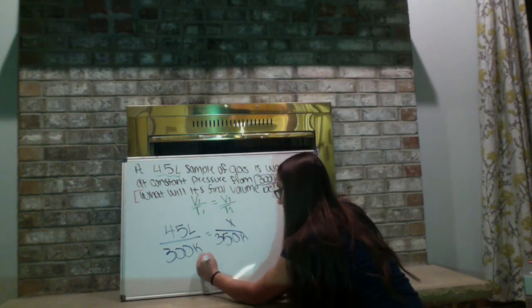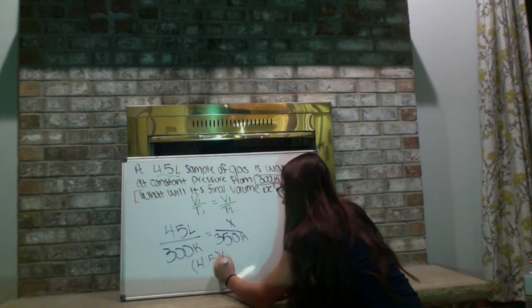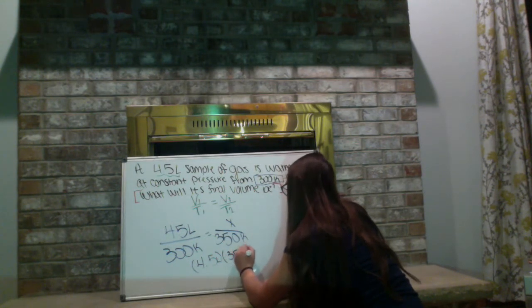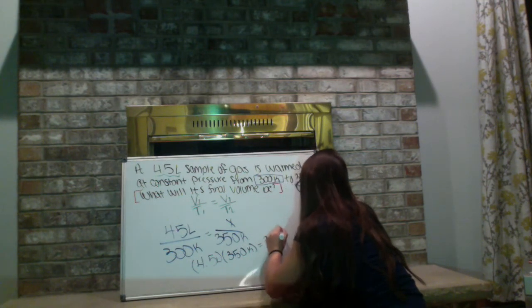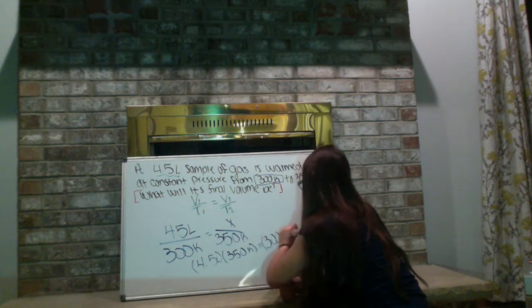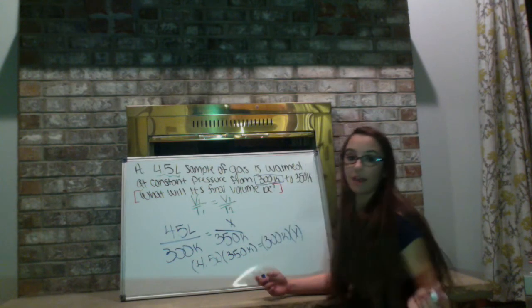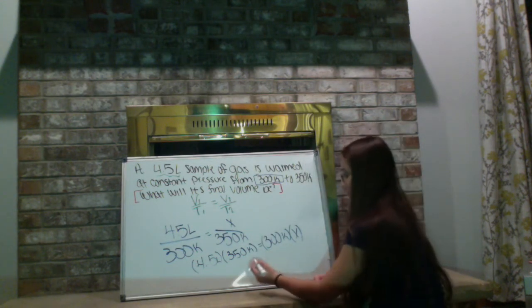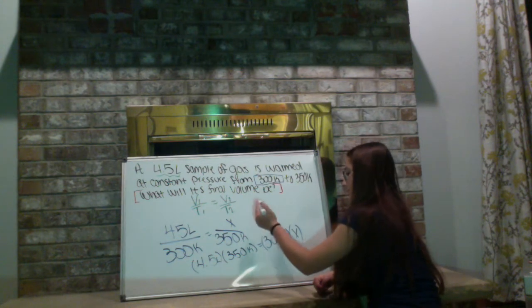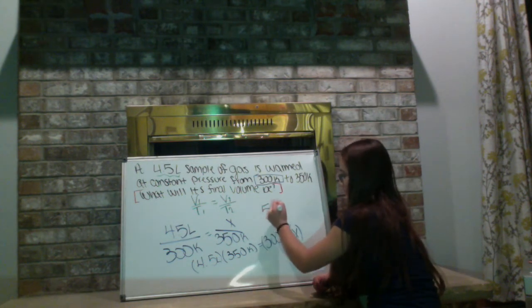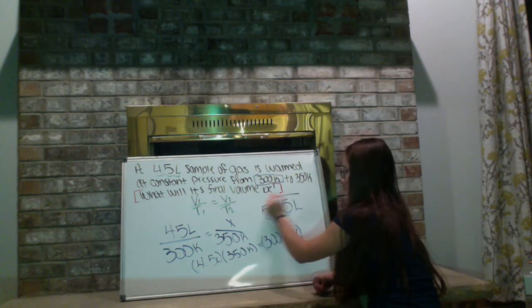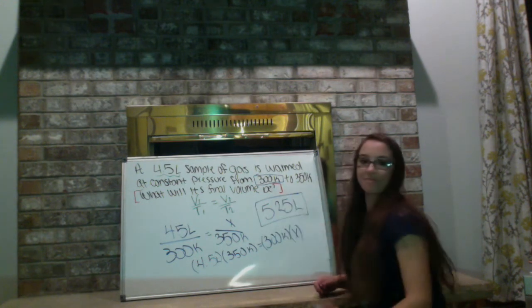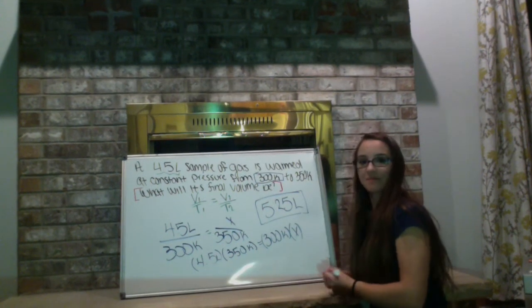Basically, we would be doing 4.5 liters times 350 would be equal to 300 K times x. When we go about that and solve this problem, we get the answer of 5.25 liters. And that's our final example.